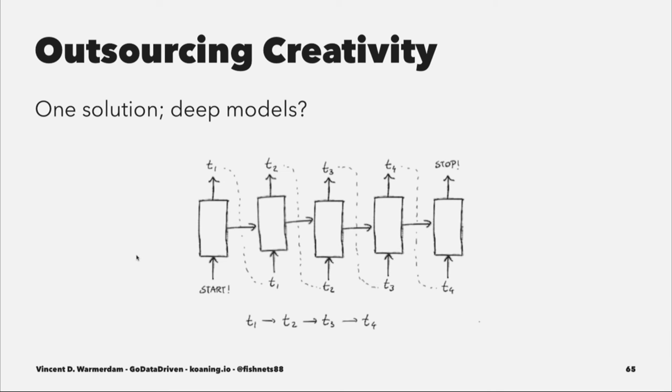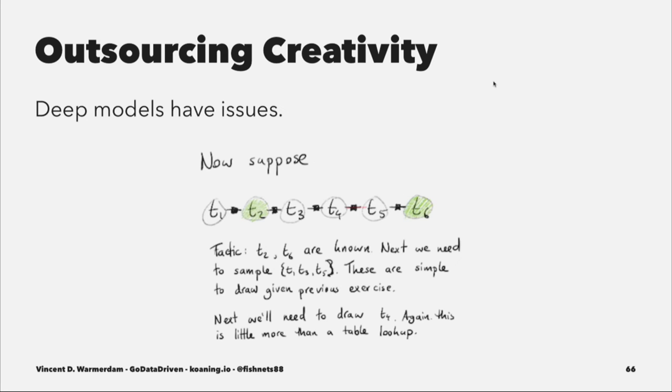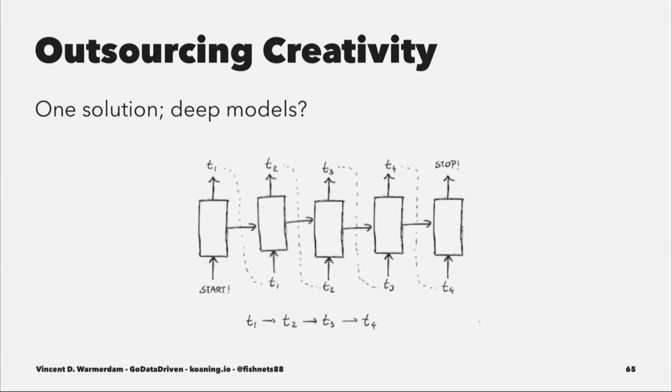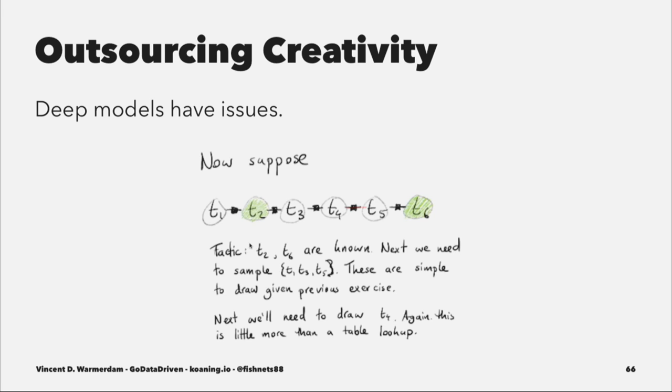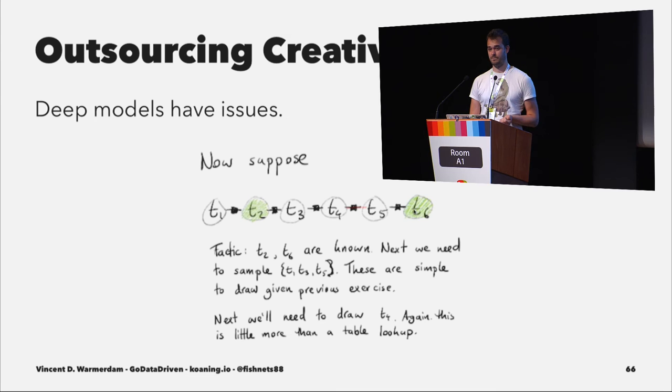We can also consider these deep models, which is fashionable nowadays. And the way that would work is you would say, I have a start token, and I have some prior beliefs, so generate that. I'm going to sample all the way down until I see some sort of stop token. This is nice, but I have some features that I would like to have, which this way of thinking doesn't necessarily support. Suppose I want to generate a Pokemon name with 6 letters, and I know the second one and the 6th one. How am I going to generate the others?